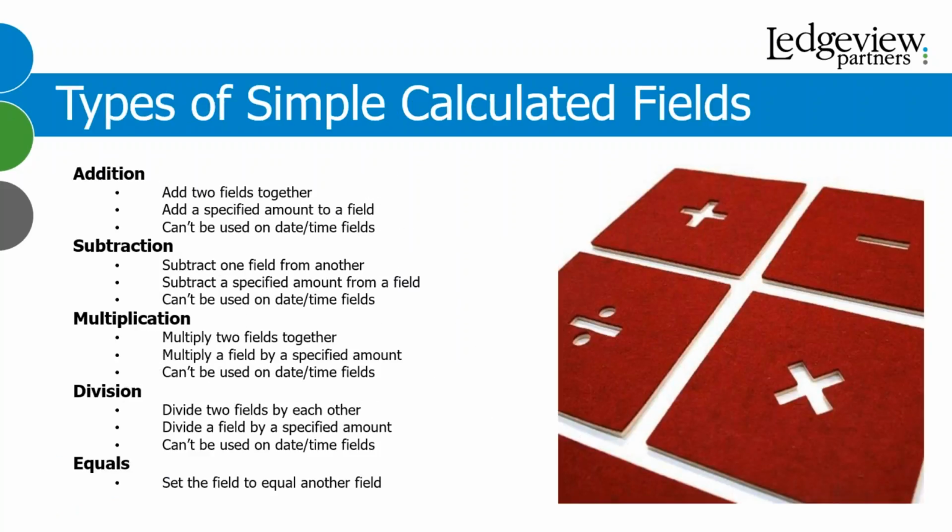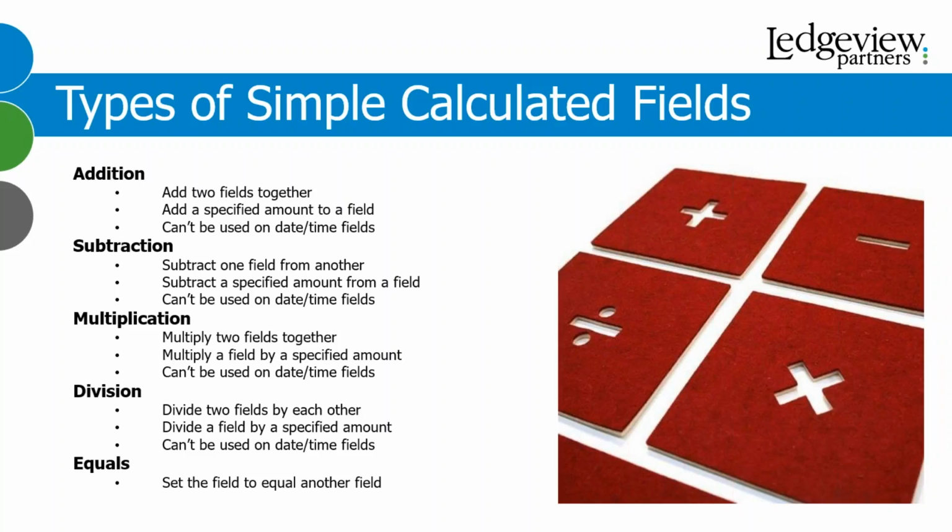With all calculations, there's simple calculated fields and more complex. The simple calculated fields are addition, subtraction, multiplication, division, and equals. So basic things that you learned in elementary school. So addition, you can add two fields together or add a specified amount to a field. Addition, subtraction, multiplication, and division cannot be used on date and time fields because addition and subtraction are used more in a complex calculation, which has its own type of formula that it uses.